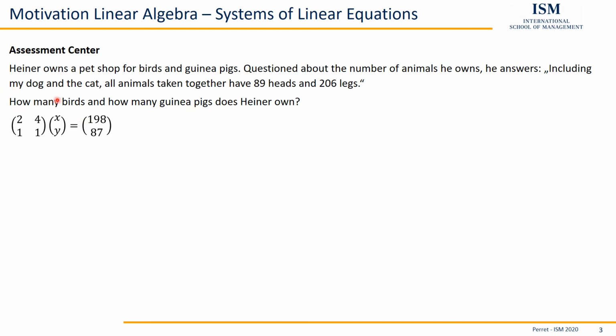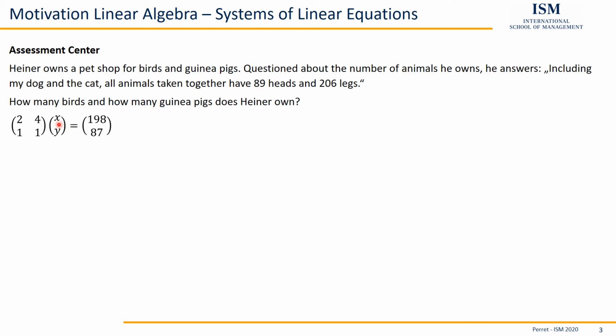Well, first off, this is only about birds and guinea pigs, so we have to exclude the cat and the dog. Well, here we have 89 heads. The dog usually has 1 head, the cat has 1 head, so we have to subtract 2 heads, giving us 87 heads. The cat and the dog each have 4 legs, so we have to subtract 8 legs here as well, giving us 198 legs.